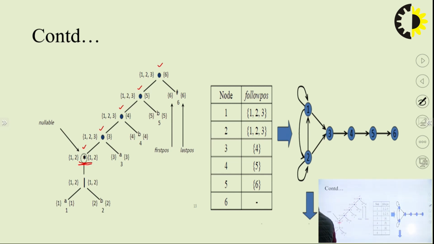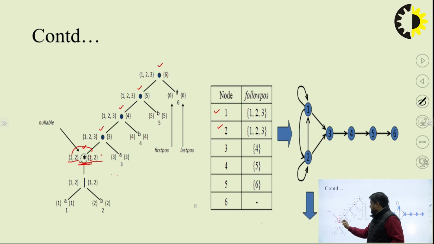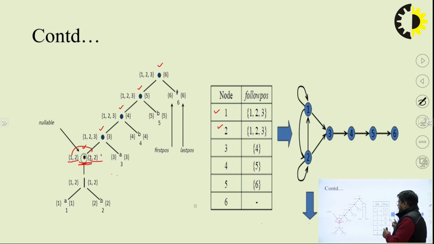So I'll do it in just 2 minutes, right? Now you can see that from this particular position, you can find out the value of the follow position. So you will consider the last position, right? 1 and 2 are the members of the last position. So all the members corresponding to the first position will be in the follow position of I.